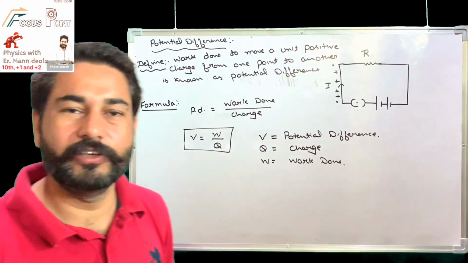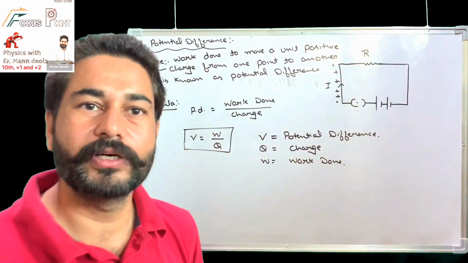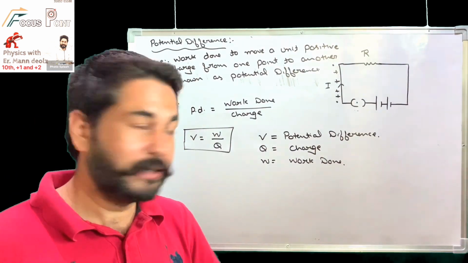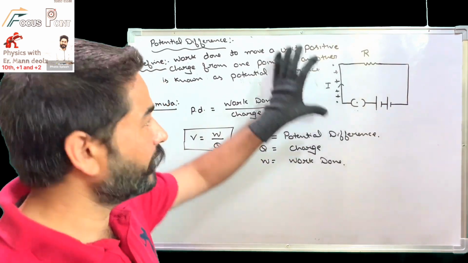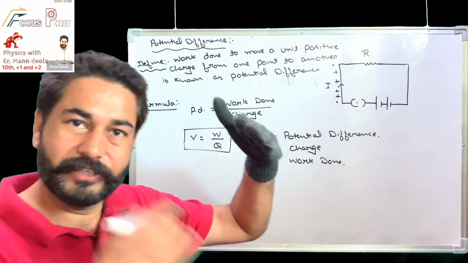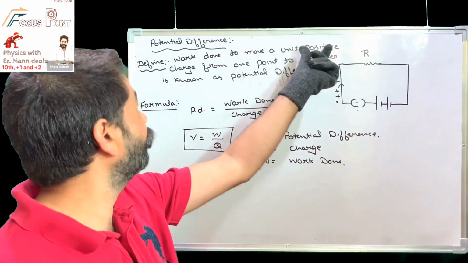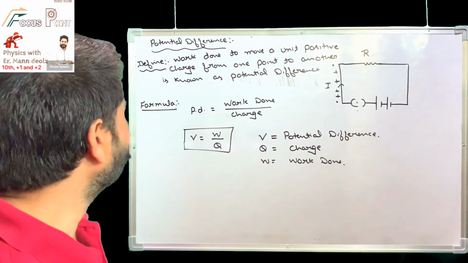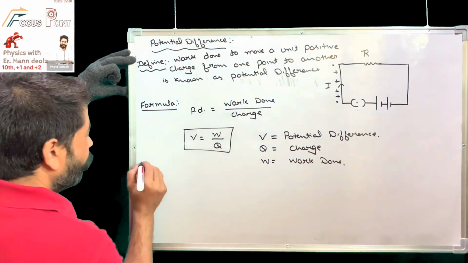So this is how you will define potential difference: the work done to move a unit positive charge from one point to another. From one point to another. That's why it is a potential difference of 2 points. Difference means between 2 points. We always say it from one point to another. That is potential difference. Now after that we'll do SI units.